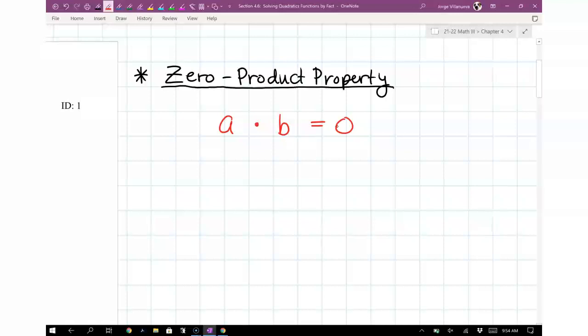If A is 0, then 0 times B is 0. If B is 0, then A times 0 is 0. So either A has to be 0 or B has to be 0. I'm going to say if this is true, then A has to be 0 or B has to be 0. So this is called the zero product property.